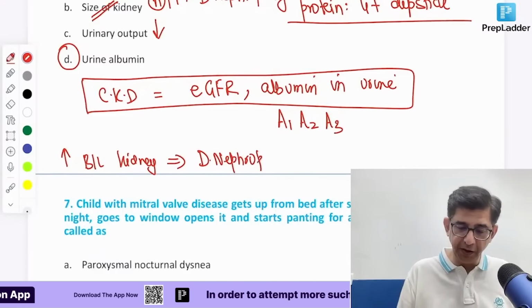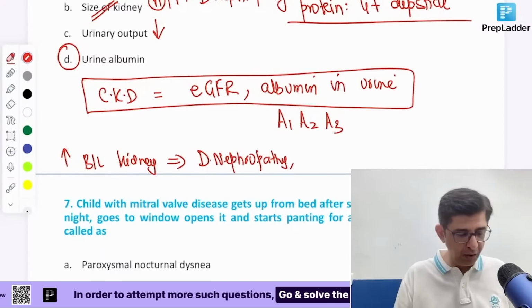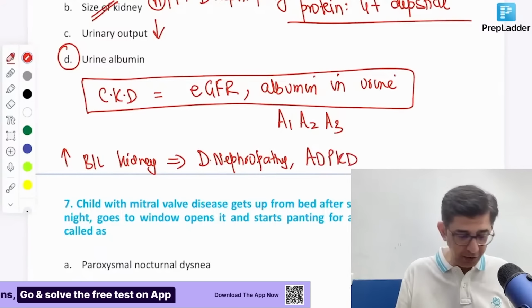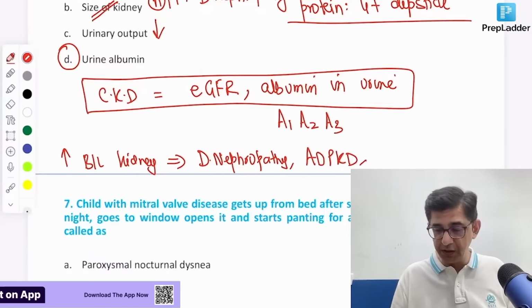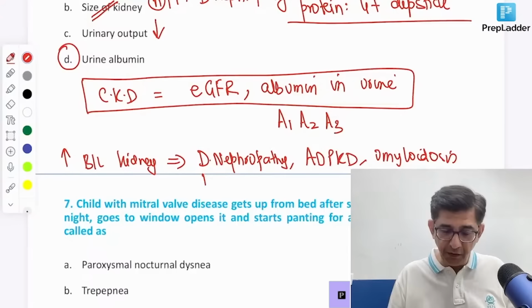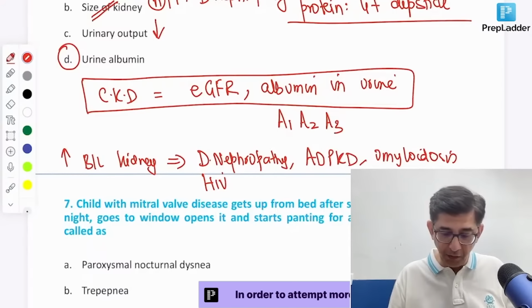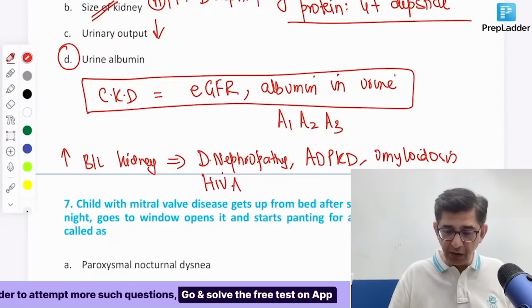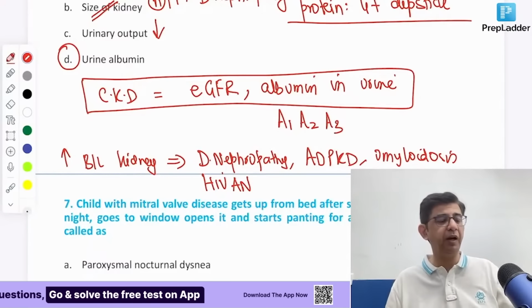Continue talking, guys. Hit the comment button. Yes, autosomal dominant polycystic kidney disease. Amyloidosis. Yes, diabetes. HIV associated nephropathy. These are all of the conditions. Autosomal recessive. Okay, good. So these are 4 must know conditions where bilateral enlarged kidneys should be remembered.